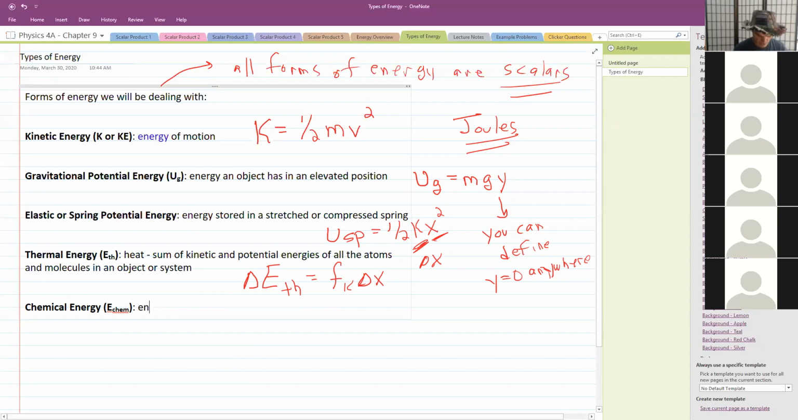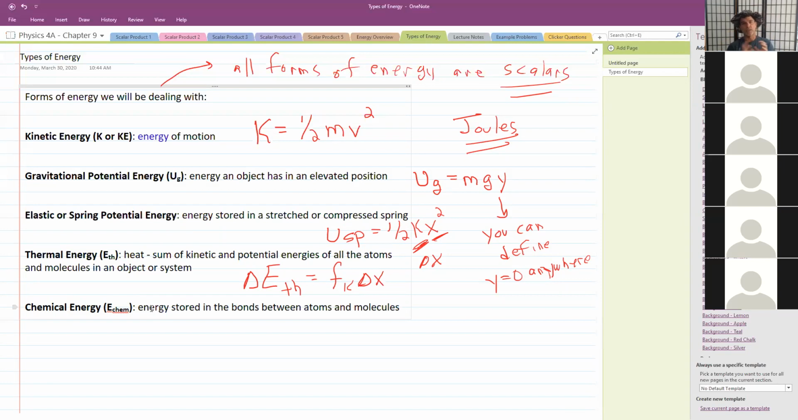This is basically energy stored in the bonds between atoms and molecules. So chemical energy is basically the energy I think of being stored in food or gasoline. We'll talk about this more later, but calories is just a measurement of how much chemical potential energy is stored in food, and there's a conversion between calories and joules, and we'll talk about that later.